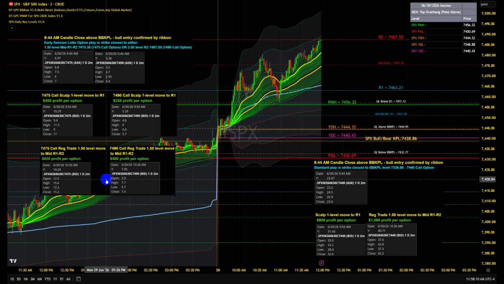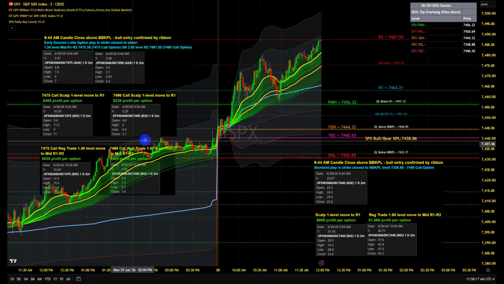Here on the 1.5 level move on the early session Lotto options, remember that's the 10:30 candle here. As you can see, we're finally making it up to R2 here. So again, 2-level move, 80 to 85% of the sessions, 2-level extension above and below R2 down to S2 is the range in 80 to 85% of the sessions.